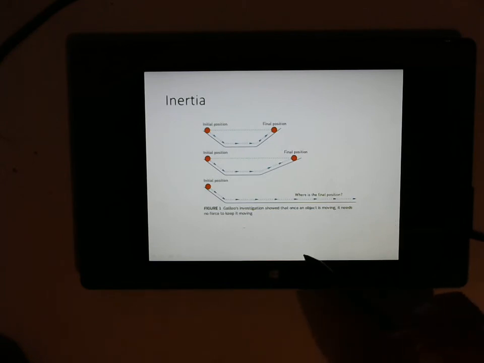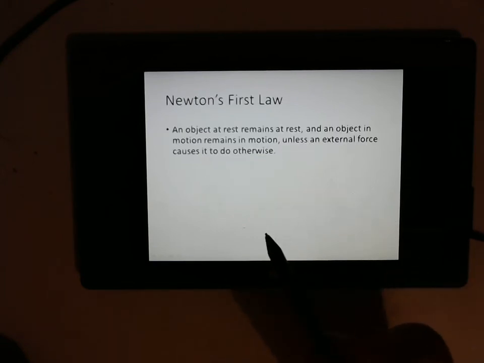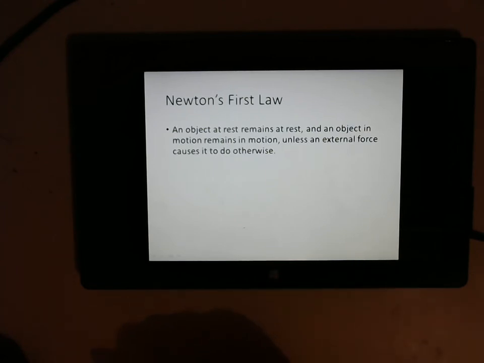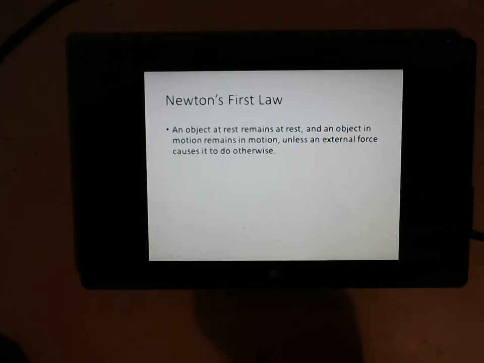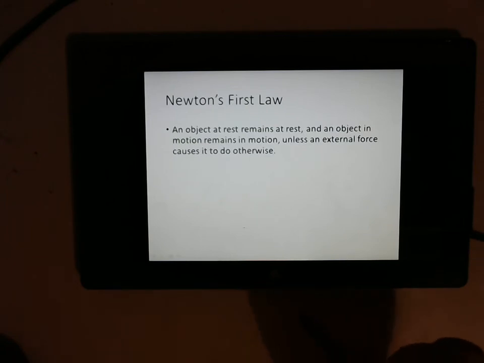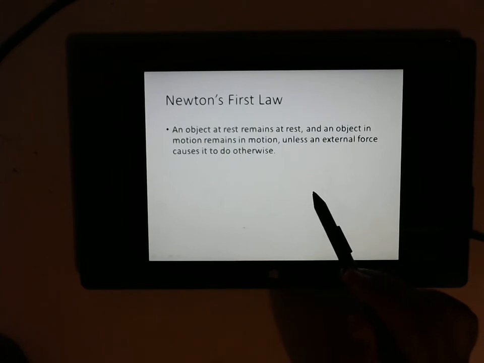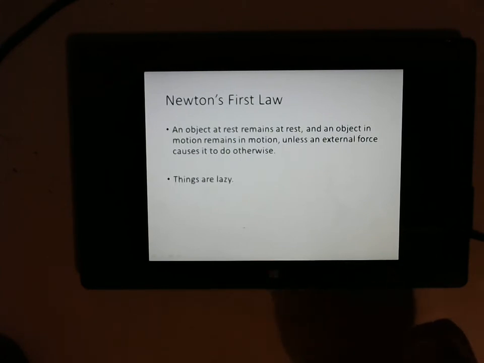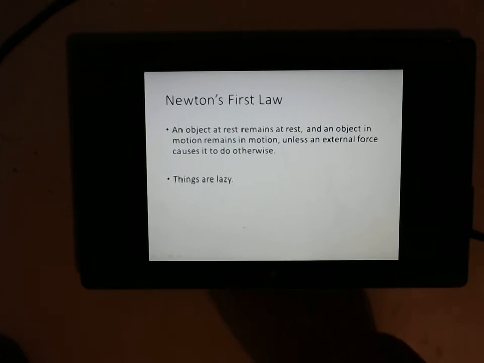And Newton read Galileo's work and developed his first law of motion. Now, Newton's law has a few ways of writing definitions. The text has quite a good one. I recommend you do take a look at that one. Here's the one I was given in grade 10. An object at rest remains at rest, and an object in motion remains in motion unless an external force causes it to do otherwise. There might be a couple of extra words in there, but it's been a few years since grade 10. But it really comes down to one thing. Things are lazy. They want to keep doing what they're already doing.